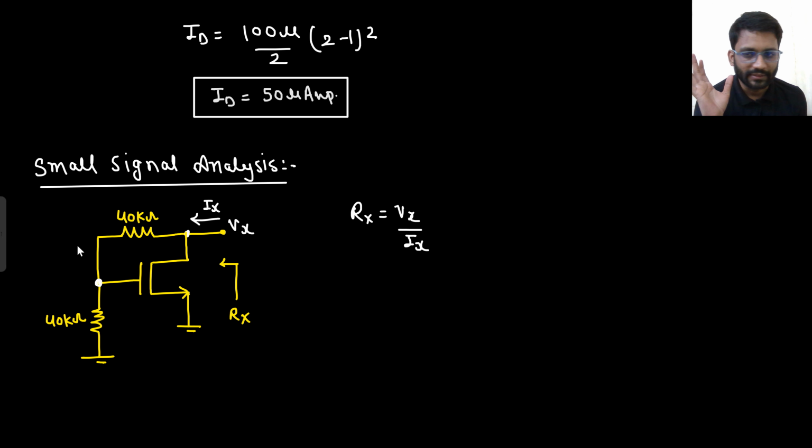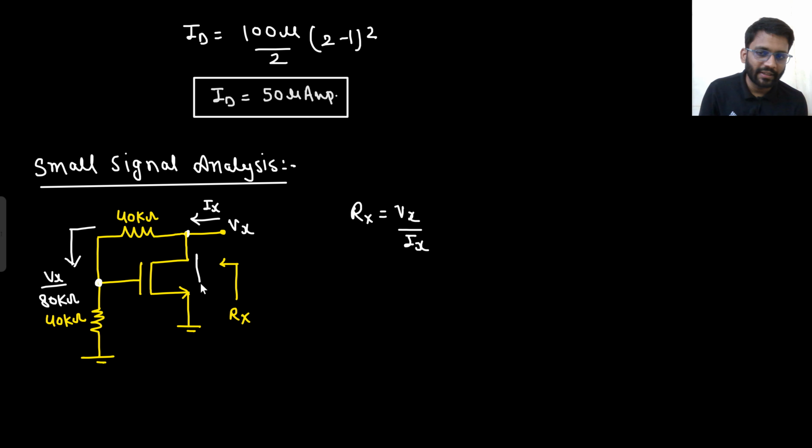you can apply the nodal analysis. What is the current here? That would be Vx by 80 kilo ohm. What will be the current here? This is Vx, this potential will be Vx by 2. So the current here would be Gm Vx by 2, right? This potential is Vx, so this potential will be Vx by 2. So VGS is Vx by 2. So the current downward would be Gm Vx by 2.